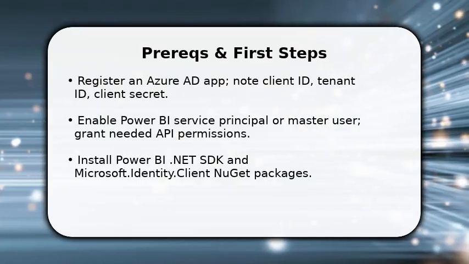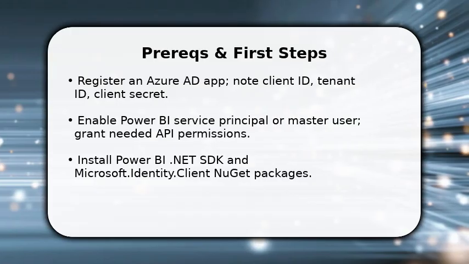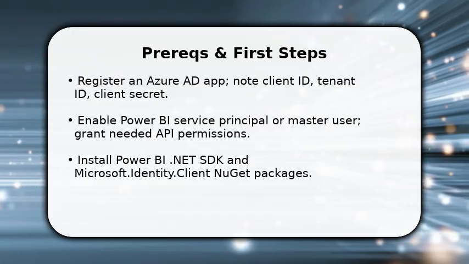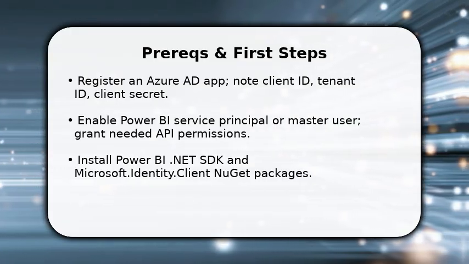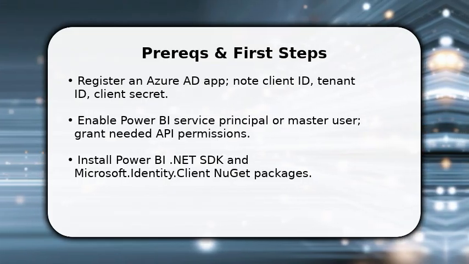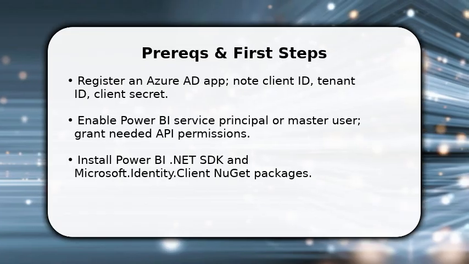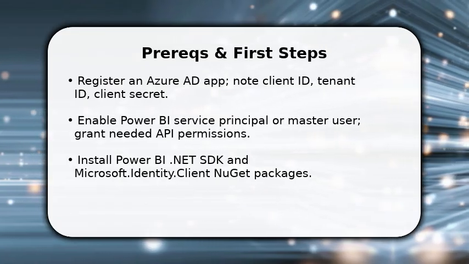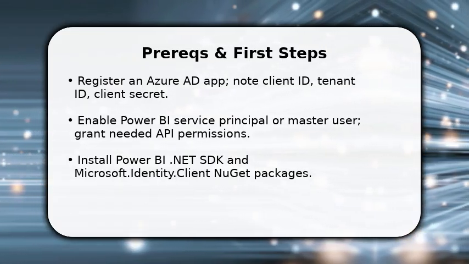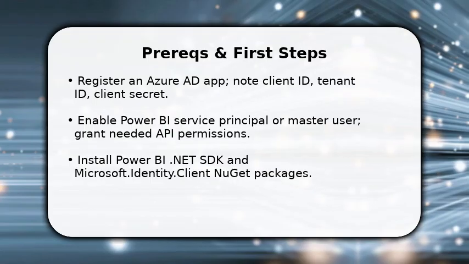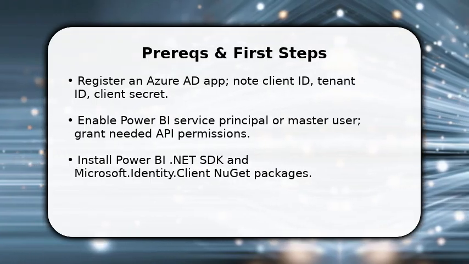You start by preparing credentials and libraries so you can authenticate and call Power BI immediately. Create an Azure AD app, create a client secret, and record client ID and tenant ID. This lets your ASP.NET server request tokens. Once done, enable a service principal or configure a master user in Power BI and grant the app workspace permissions.